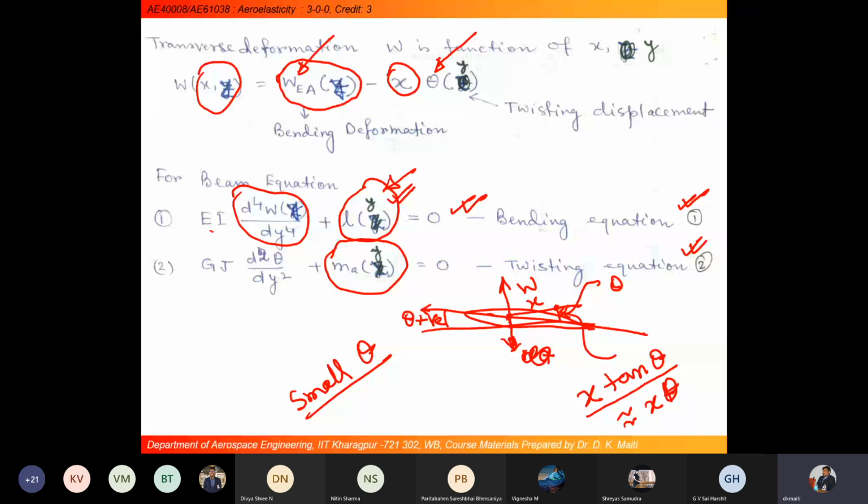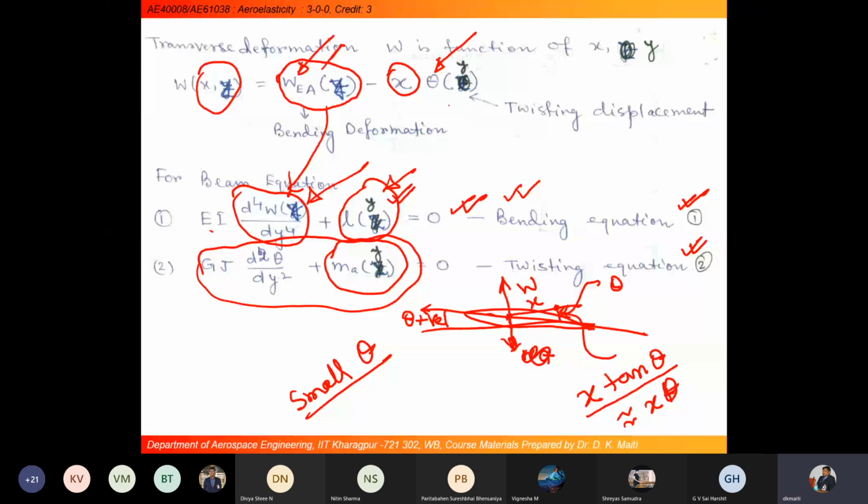This theta equation is independent of W. If you look here, theta is independent of W, whereas the bending equation is coupled with theta. If I substitute this information into the bending equation, then both bending deflection and torsional rotation come into the picture. Whereas in the second equation, what are L and MA?